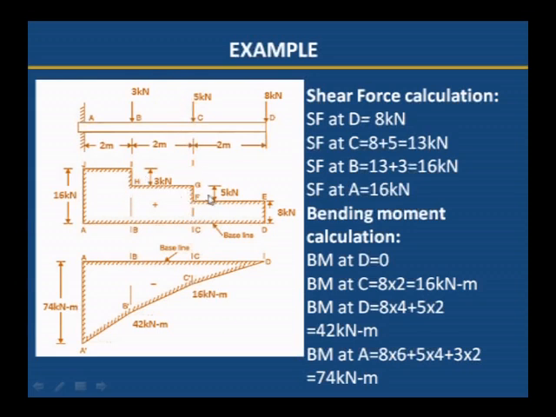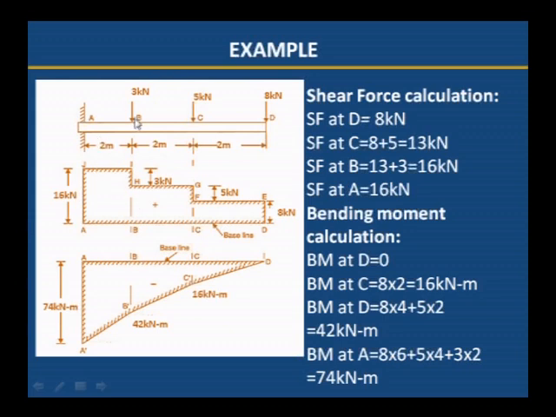Wherever load is not there, we have to draw the horizontal line. Then bending moment calculation. Bending moment at D, force into distance. Distance is 0, therefore bending moment at D is equal to 0. Bending moment at C, force is 8 kilonewton acting, 8 kilonewton into distance is 2 meter. 2 meter is the distance from D to C. 8 into 2, 16 kilonewton meter is the bending moment at C.